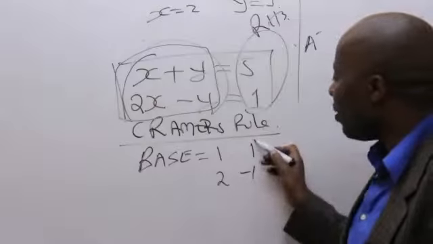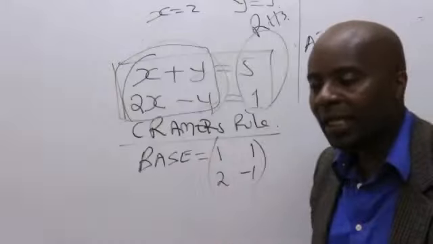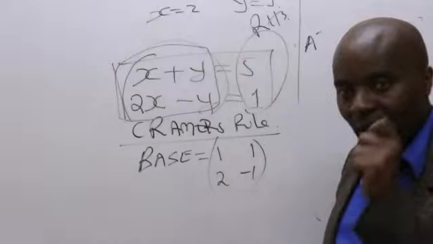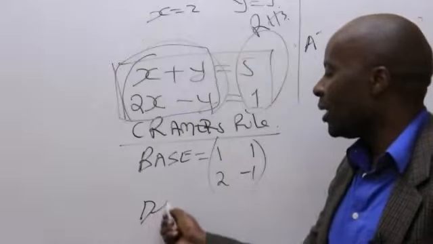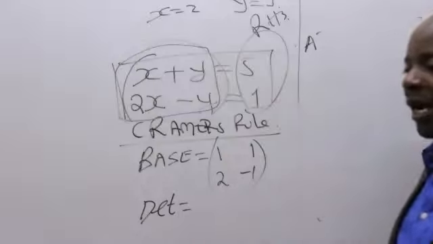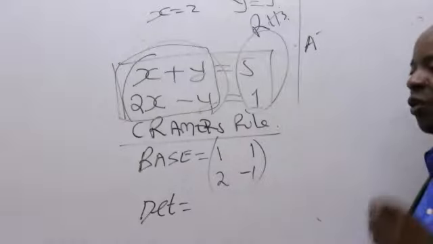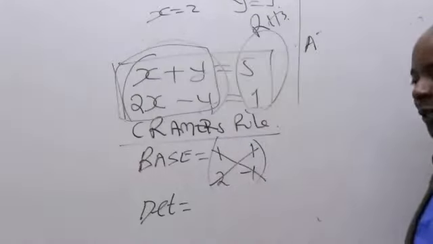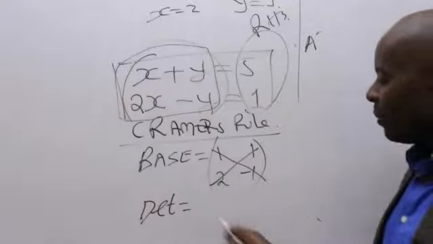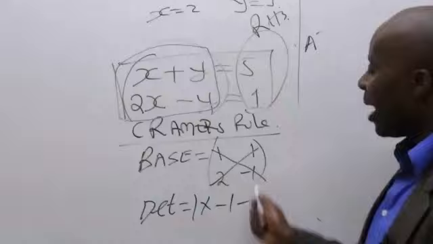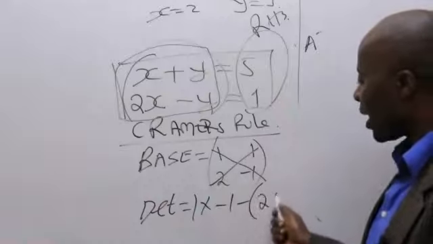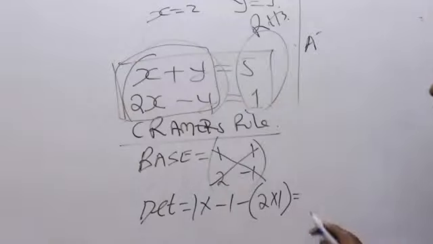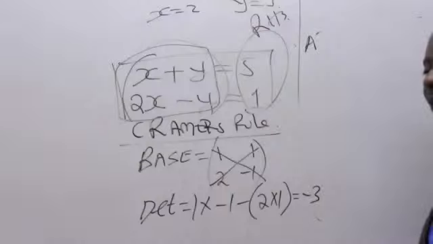Now, ladies and gentlemen, the moment I've been able to define my base like that, I will go straight away to the next step, which is ascertaining the determinant. So go ahead and give me the determinant. Remember, determinant is product of primary minus product of secondary. So 1 times minus 1, minus product of secondary, which is 2 times 1. If I remember very well, the teacher had given me a figure of minus 3.